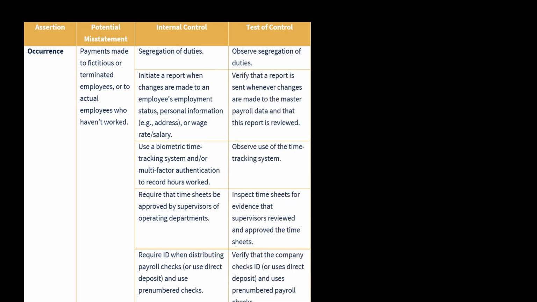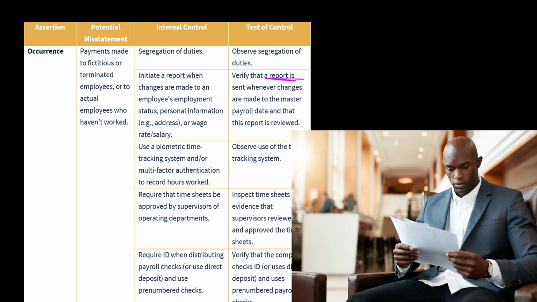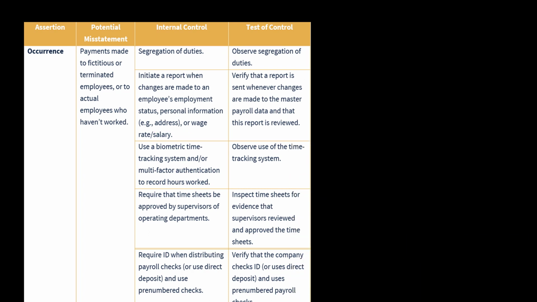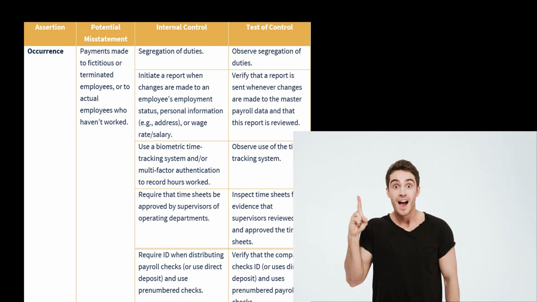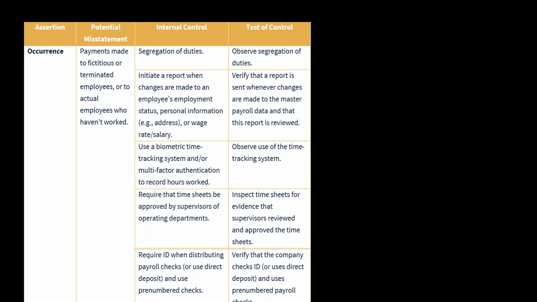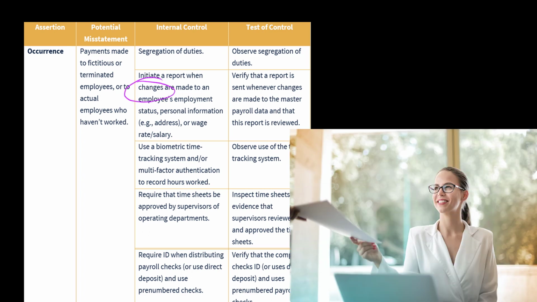The auditor also wants to see if there is actually a report being issued whenever there are changes made to the employee's address, wage rate, things like that. So you don't want, for example, someone gets fired and then there's a dishonest employee who says, oh, well, I'll just keep paying them. I won't remove them from payroll. And then I'll change their address to my address. So then I'll take their check, right? And I'll steal that. So there should be a report issued whenever there are changes made to someone's employee information, to the employee master file. But the auditor needs to verify that the report is actually being sent and that whoever it's being sent to is actually taking a look at it.